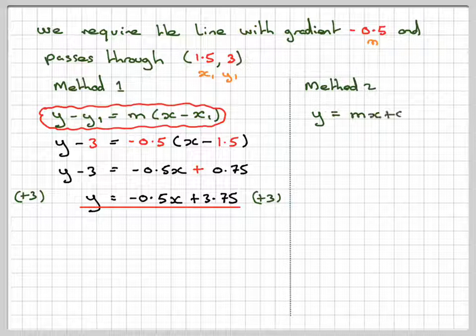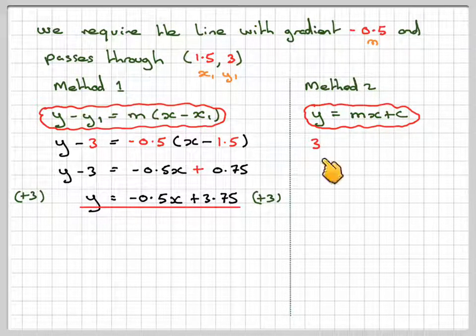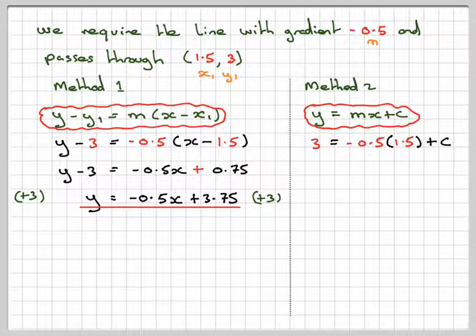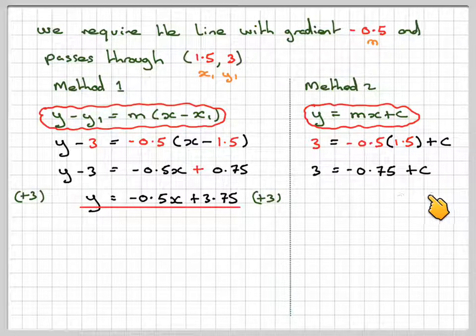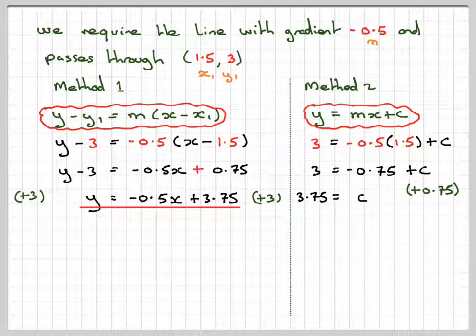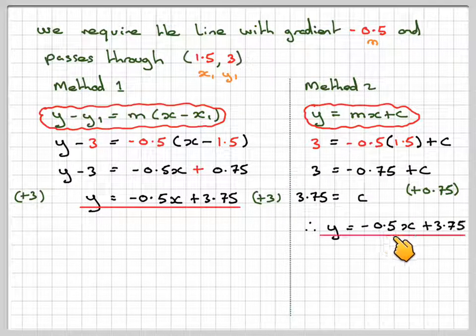The other method, using y = mx + c. So you put 3, the y coordinate, equal to the gradient -0.5 times the x coordinate 1.5, plus c. You work out the value of c doing this, so you get 3 = -0.5 times 1.5, which is -0.75, plus c, and then c you get by adding 0.75, so c is equal to 3.75, and then again you write out y = -0.5x + 3.75. So there are two methods of doing this. Try just to learn one and practice one, and do the one which you can do the best.